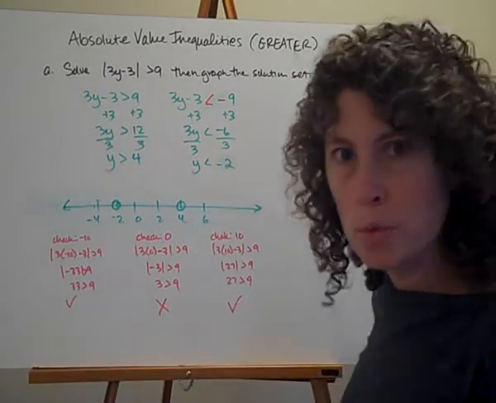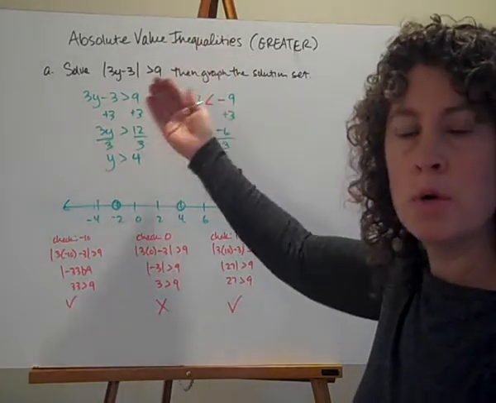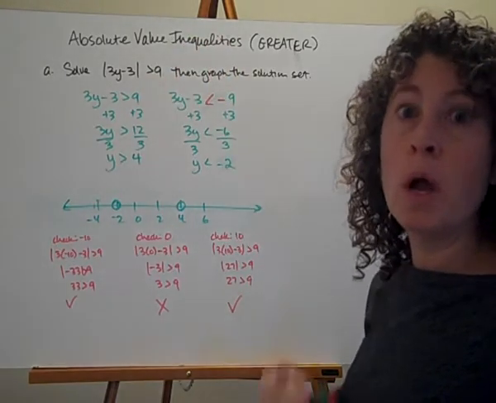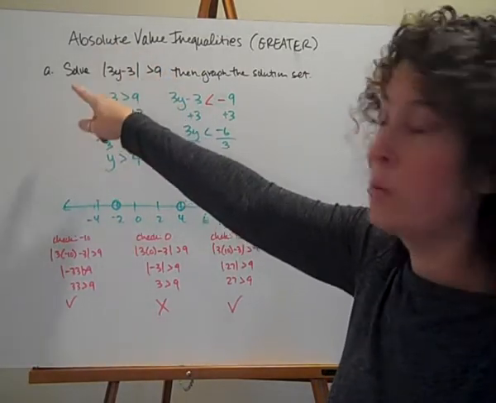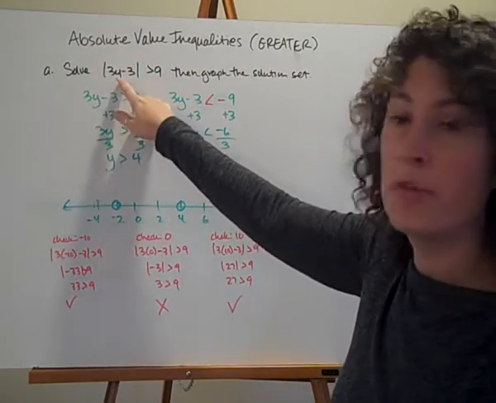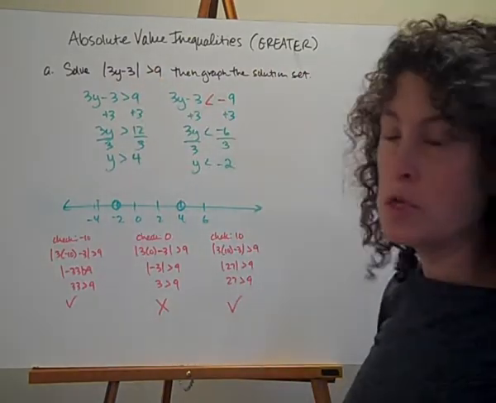Absolute value inequalities with greater than in them. So again, talking about absolute value inequalities, we're going to change that absolute value inequality to a compound inequality. We're going to take our original inequality and work with this one: solve the absolute value of 3y minus 3 is greater than 9, and then graph the solution set.